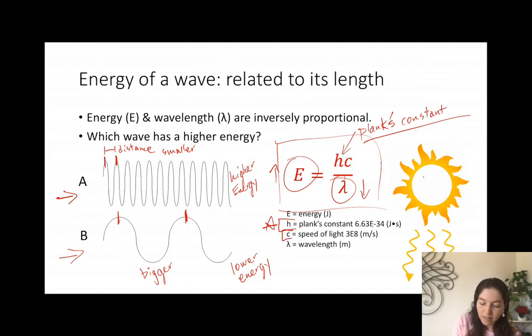Same with speed of light. It is also a constant, and we represent that by using this letter here, C. So this is speed of light.